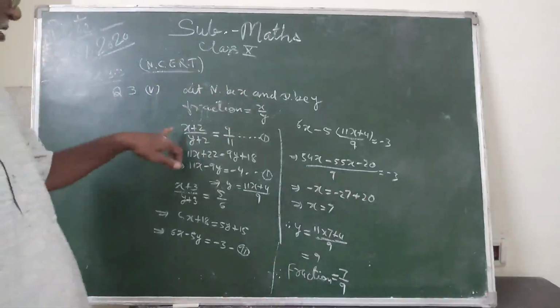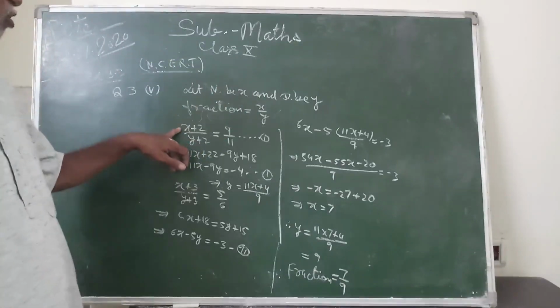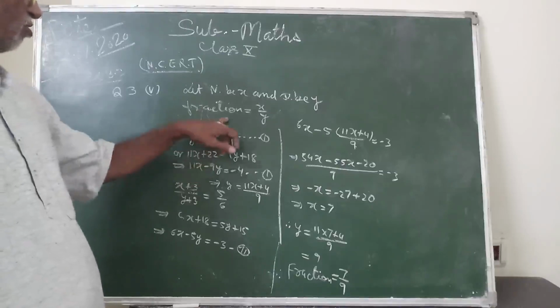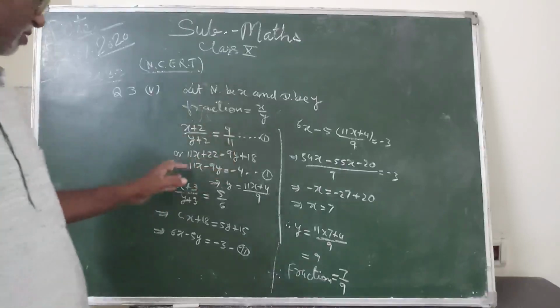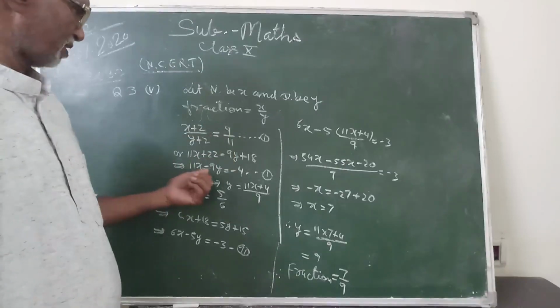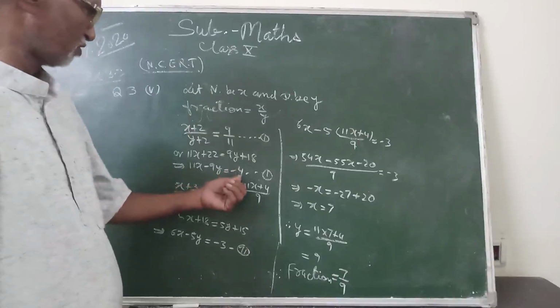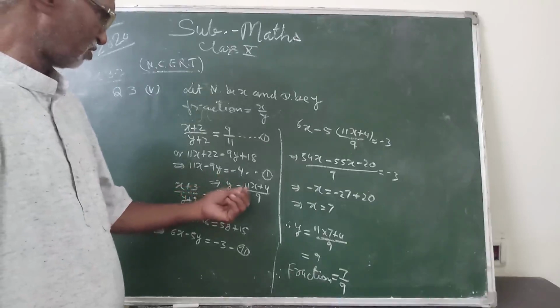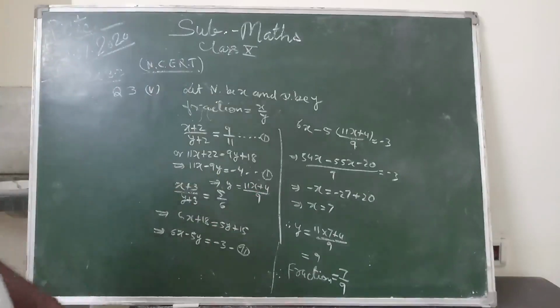By the first condition, when 2 is added to both numerator and denominator, x plus 2 upon y plus 2 is equal to 9 by 11. By solving it, it comes 11x minus 9y is equal to minus 4. On arranging, it comes y is equal to (11x plus 4) by 9.